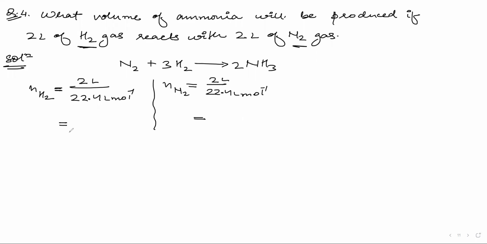So this will be equal to, if you have 2 divided by 22.4, let me just calculate this. 2 divided by 22.4 is equal to 0.089. I hope you understand it. So just let me write it, 0.089. Now this is also the same. So this will also be equal to 0.089 moles.